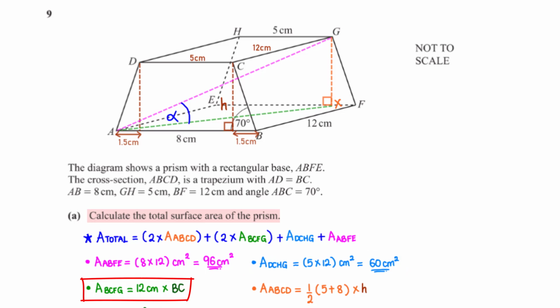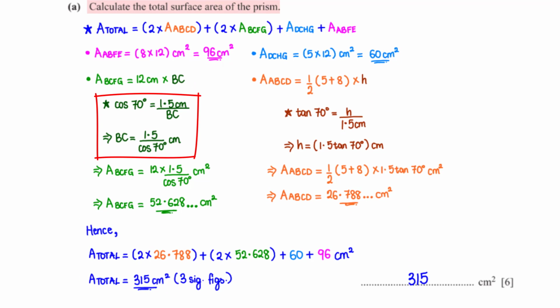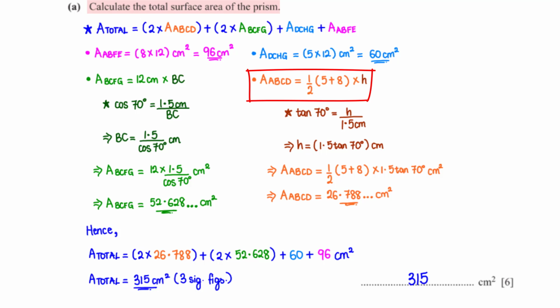We know the length of BCFG, which is 12 centimeters. However, we've not been given its width BC. We can find the length of BC using SOHCAHTOA. This gives us cos 70 degrees equals 1.5 centimeters divided by BC. When we make BC the subject, this is what we get. And so the area of BCFG is 12 times 1.5 divided by cos 70 degrees. When we type this into the calculator, we get 52.628 centimeters squared.